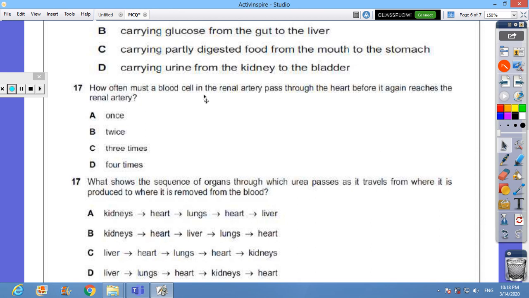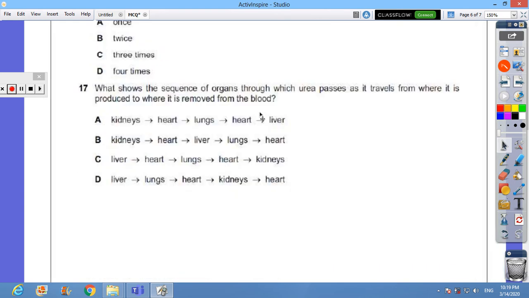How often must a blood cell in the renal artery pass through the heart before it again reaches the renal artery? As it starts at a point and gets back to the same point, whatever the name of the point, it should go through the heart twice, because we have a double circulatory system, or blood double circulation, sorry.